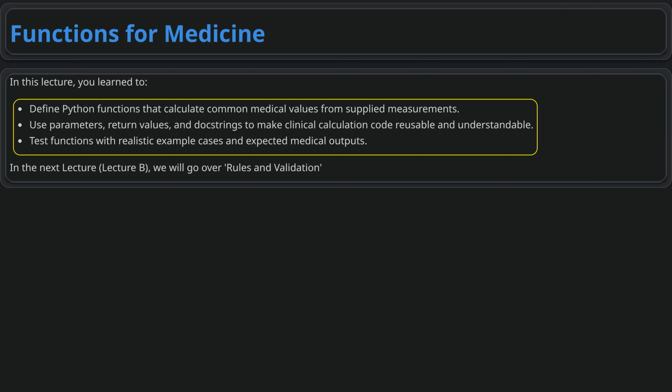In this lecture, you learn to define Python functions that calculate common medical values from supplied measurements, use parameters, return values, and docstrings to make clinical calculation code reusable and understandable, and test functions with realistic example cases and expected medical outputs. In the next lecture, Lecture B, we will go over rules and validation.